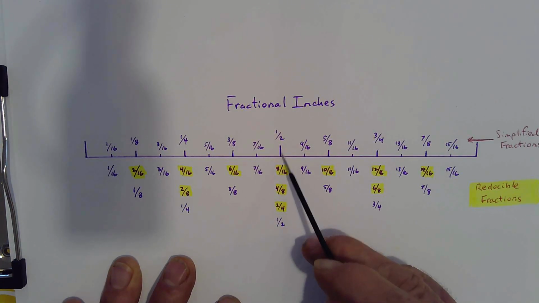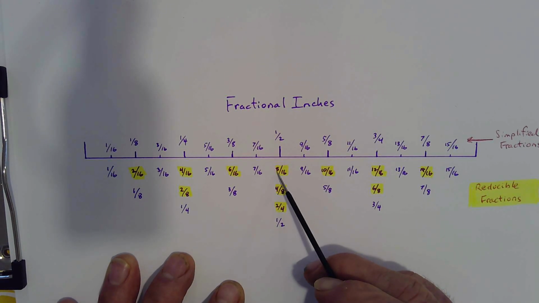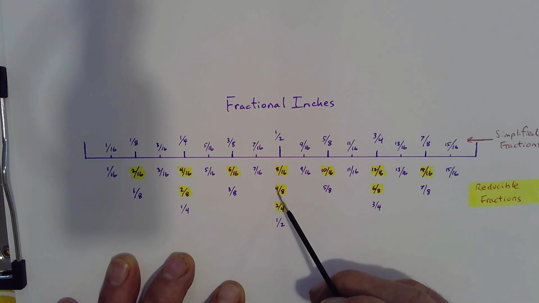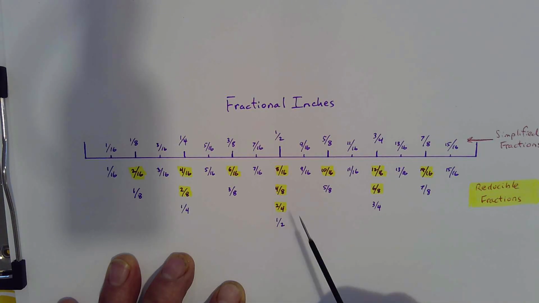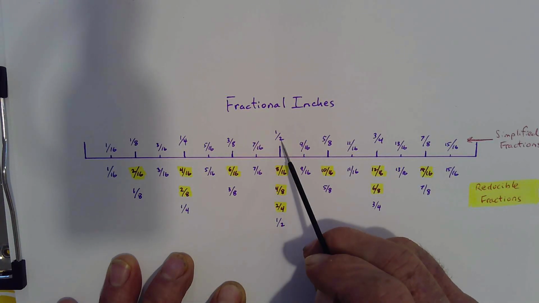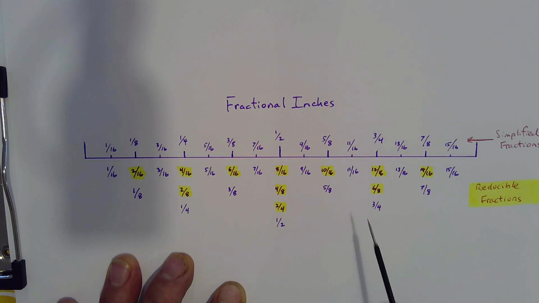This 1/2 inch mark is 8 sixteenths, which is 8 divided by 2 is 4. 16 divided by 2 is 8. We can simplify it further. 4 divided by 2 is 2. 8 divided by 2 is 4. And we can simplify 2/4 further. 2 divided by 2 is 1. 4 divided by 2 is 2. So that's why 1/2 is a simplified fraction.